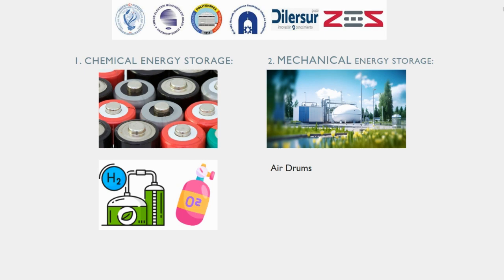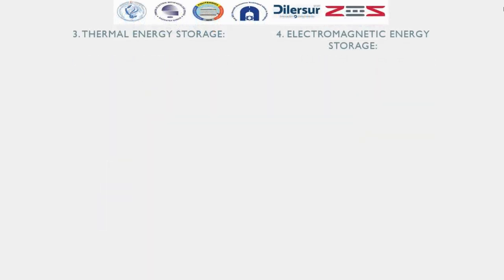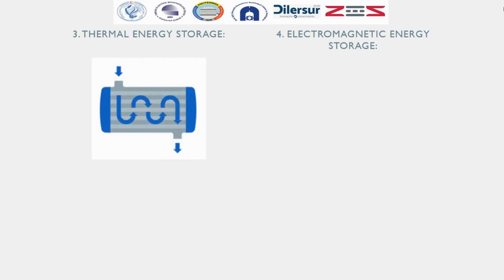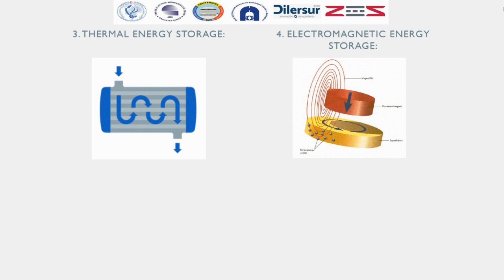3. Thermal energy storage. Heat storage materials. Special materials are used to store and subsequently use thermal energy, such as heat accumulators or heat storage in solar energy systems. 4. Electromagnetic energy storage. Superconducting coils. Coils made of superconducting materials can be used to store and return electromagnetic energy.